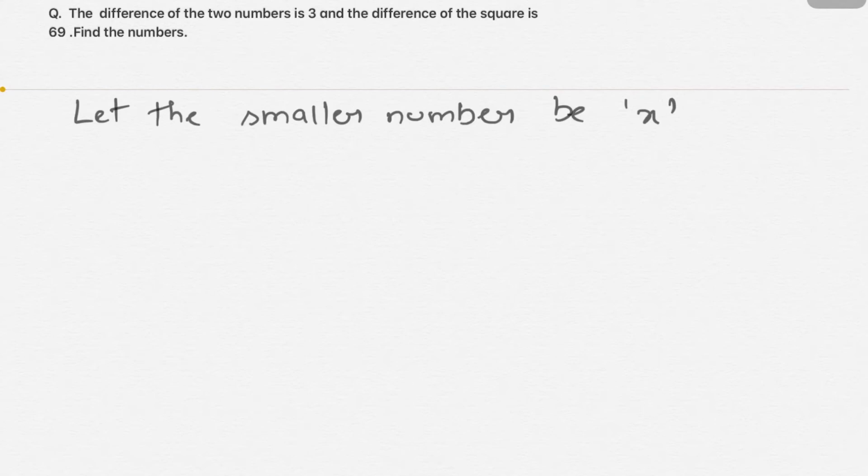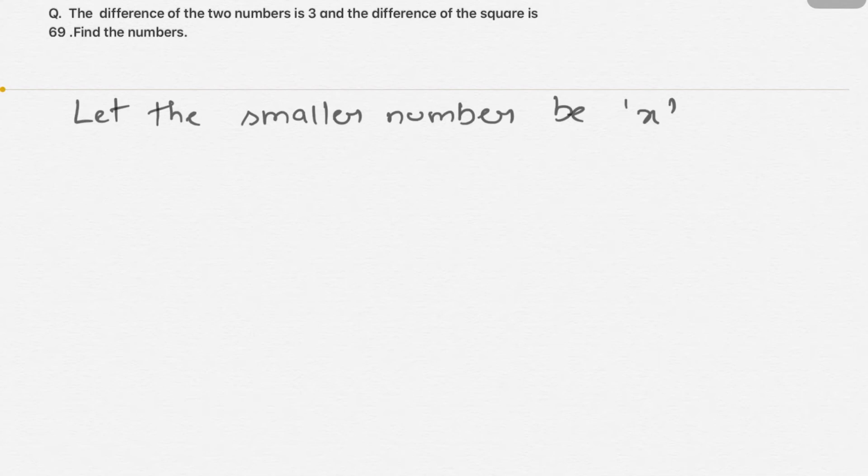Now the question says the difference of the two numbers is 3 and the difference of their squares is 69. Find the numbers. Now in such questions, when they are saying the difference of two numbers is 3, like if two persons are having different ages, if one is elder than the other, in such kinds of problems, we always consider the smaller age as something, and when you add something to that, you get the larger quantity or the elder quantity.